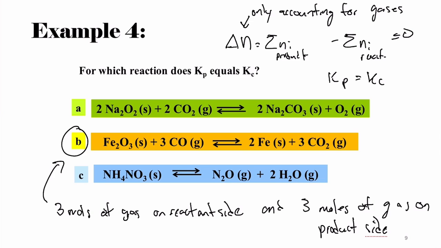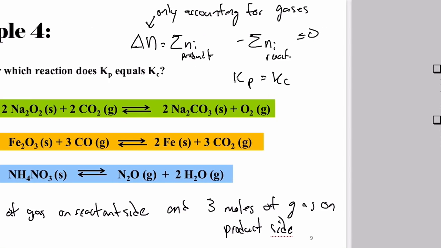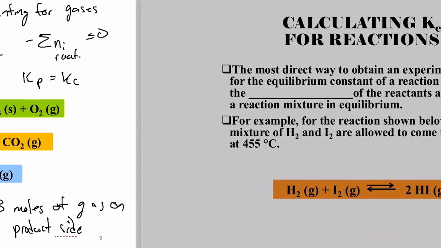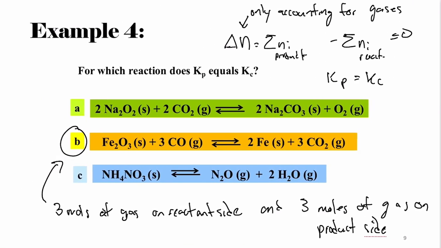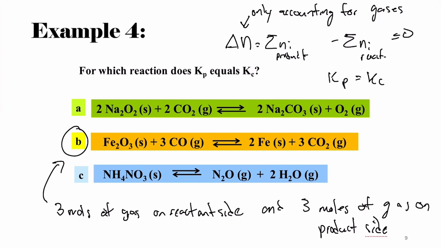The first one, the moles of gas are not equal to each other, and the total moles are unequal to each other. And the third one, the same thing. Third one, we only have 1 mole of gas on the right-hand side and 0 on the left. Right, so that's when we know Kp and Kc are going to be equal to each other, especially when we have these mixed equilibrium systems or heterogeneous or homogeneous equilibriums.